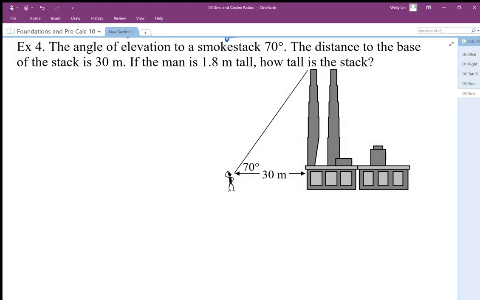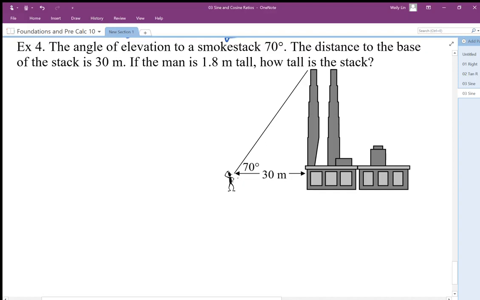In this problem, we're trying to find the length or the height of the smokestack. It says the angle of elevation to the smokestack is 70 degrees. So from the viewer up to the top is 70 degrees. And the distance from the smokestack is 30 meters. And it says the height of the man is 1.8 meters tall.